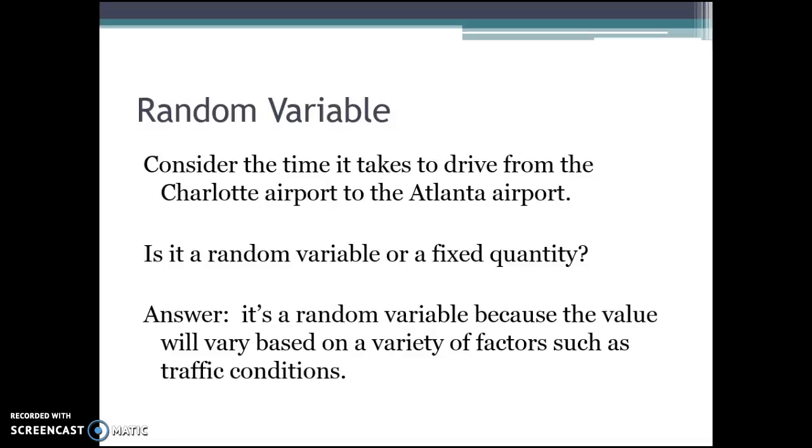So for example, if we look at the time it takes to drive from the Charlotte airport to the Atlanta airport, that's going to be a random variable. Because if you take a different person who's driving, different driving conditions, that value is going to be different. Okay, so it varies based on the sample.